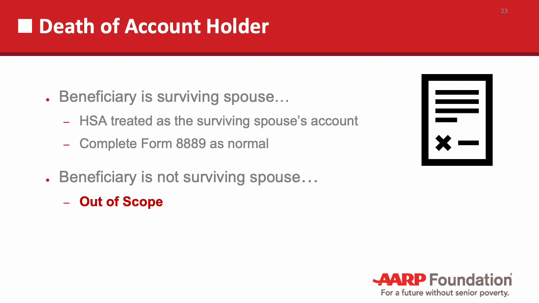Death of an HSA account holder. Quite simply, if the beneficiary is a surviving spouse, the HSA is treated as the surviving spouse's account. We'd complete a Form 8889 as normal. If the beneficiary is not the surviving spouse, then it's out of scope for Tax-Aide. It's out of scope for us.